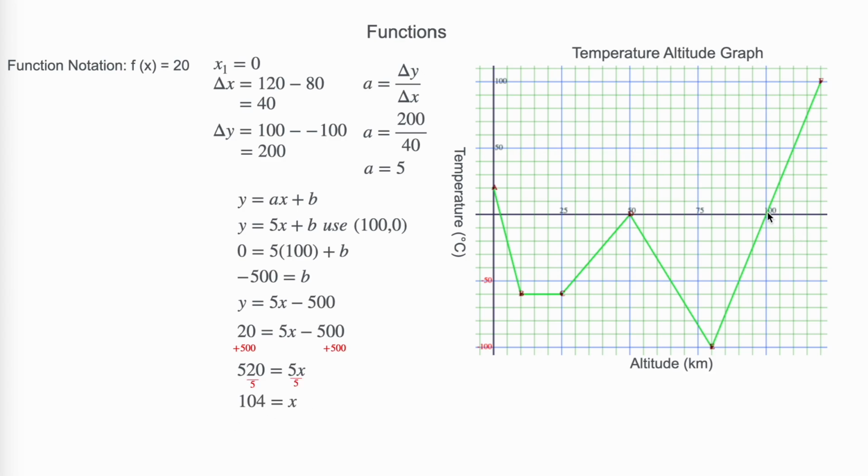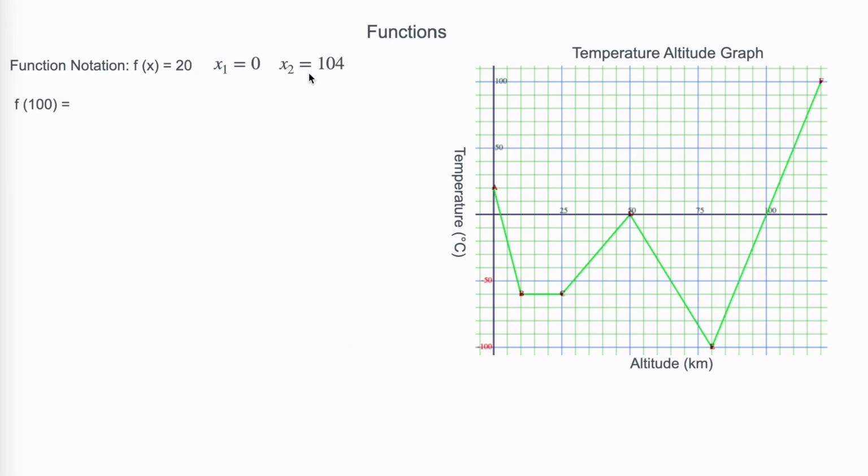And that kind of makes sense. This is 100, 105, 110. 105 is here. 104, that does make sense. Our x is 104 when f of x is equal to 20. Then they're saying f of 100, when x is 100, they want to know what the y is. We just have to follow the x-axis to 100, and the y is 0, okay?